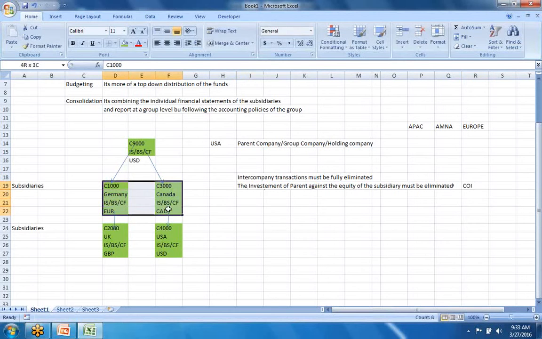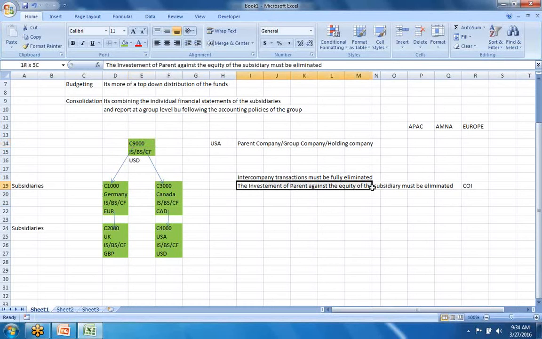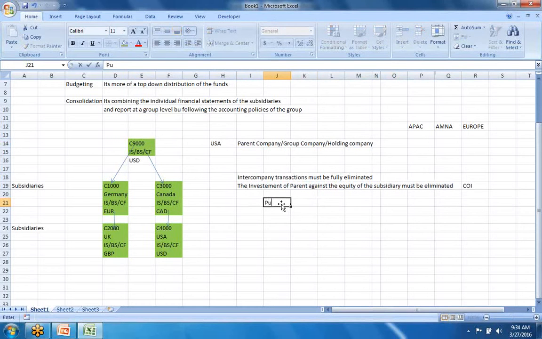And any such type of intercompany transactions which are happening within the group must be fully eliminated before I produce a consolidated financial statement at a group level. And this particular elimination will happen using the methods which are purchase method, equity method, and proportionate consolidation method. So these are all the methods which I'll be using to incorporate the financial statements of the subsidiary in the group. So this is all about consolidation.